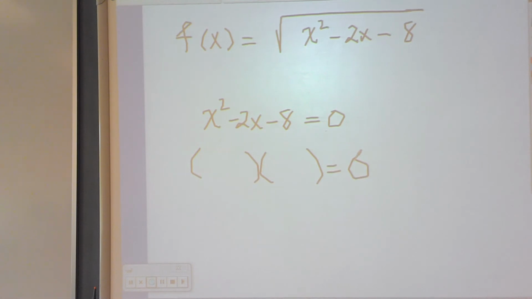That's x and x. What else? 2 and what? Minus 2 and 4. And that's going to be a -4 and a positive what? 2.